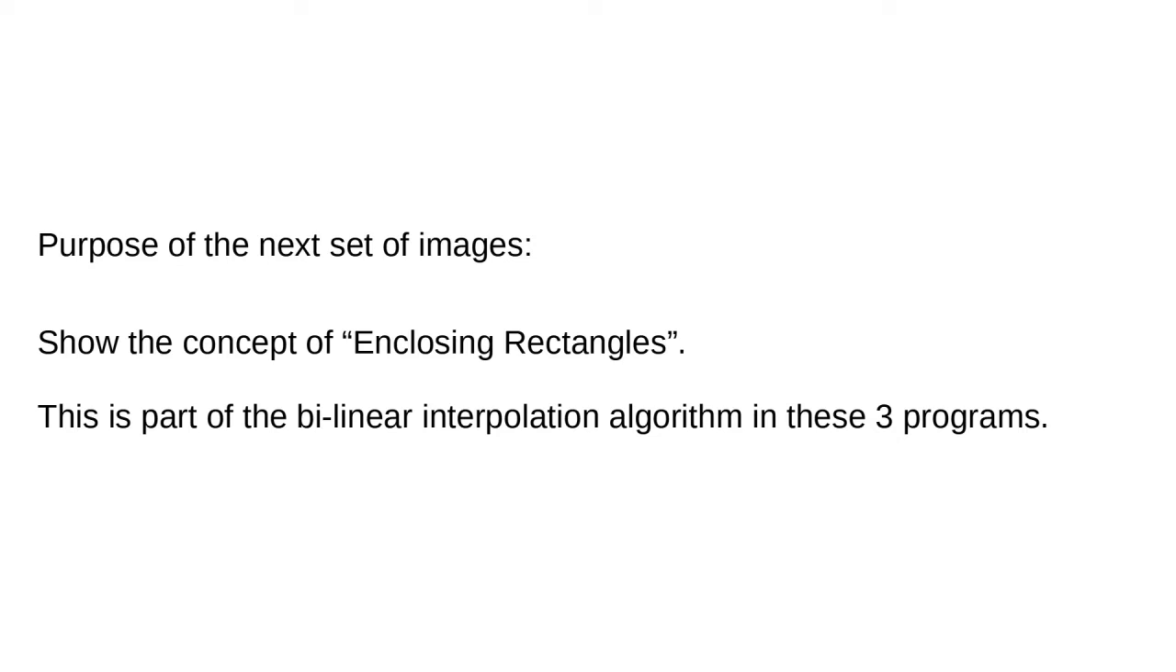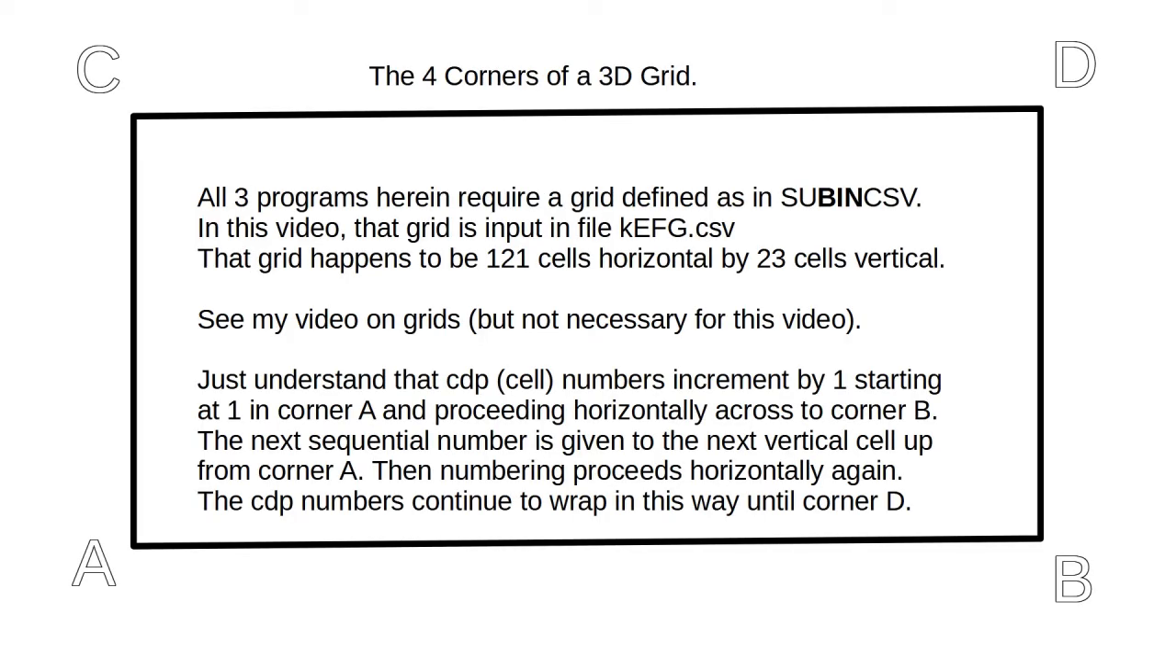You can use various terms for the next concept: enclosing rectangles or aligned rectangles or surrounding rectangles. In the examples, I use the 3D grid defined in the demos directory. But all you really need to know here is that it has 121 cells in the horizontal direction and 23 cells in the vertical direction. The CDP numbers start at corner A and increment horizontally across to corner B, which therefore has CDP 121. The numbering then continues from 122 at the next vertical cell upward from corner A.